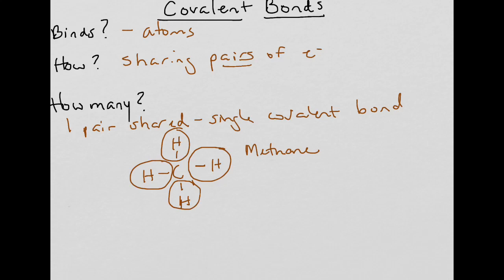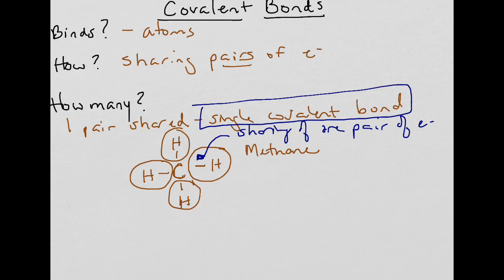Okay, and between each hydrogen and the carbon, that line right there, that single dashed line, represents the sharing of 1 pair of electrons. Okay. All right, so that's what we call the single covalent bond. So now what if we share 2 pairs? 2 pairs of electrons are shared.